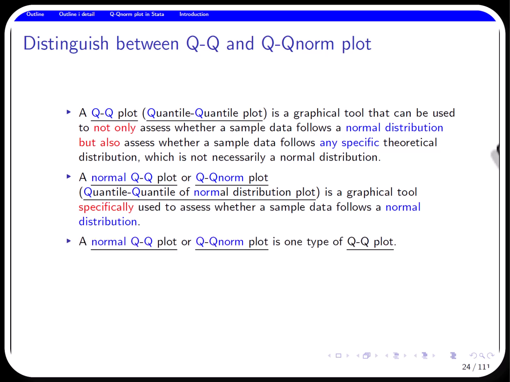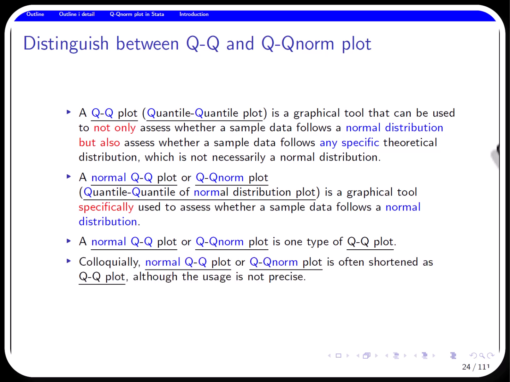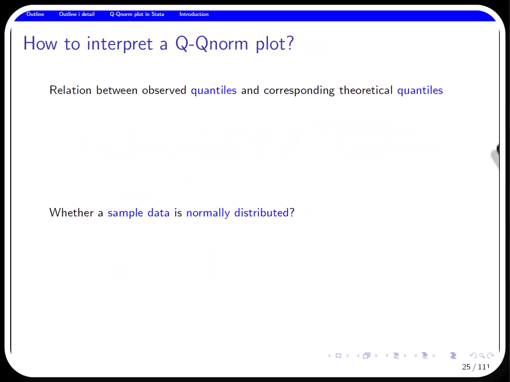A normal QQ plot, or QQ norm plot, is one type of QQ plot. In practice, normal QQ plot, or QQ norm plot, is often shortened as QQ plot, although the usage is not precise. Therefore, when you hear people say QQ plot, it most likely refers to normal QQ plot or QQ norm plot. How to interpret a QQ norm plot?